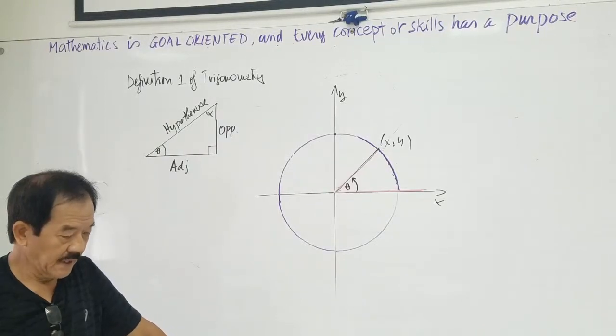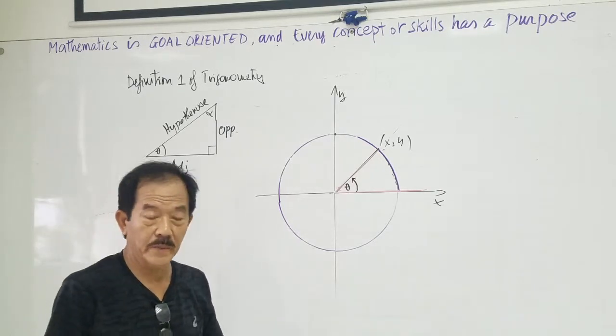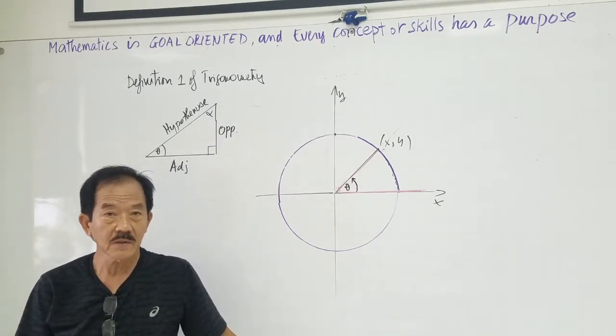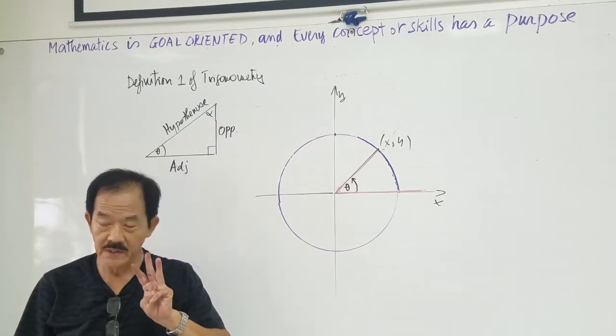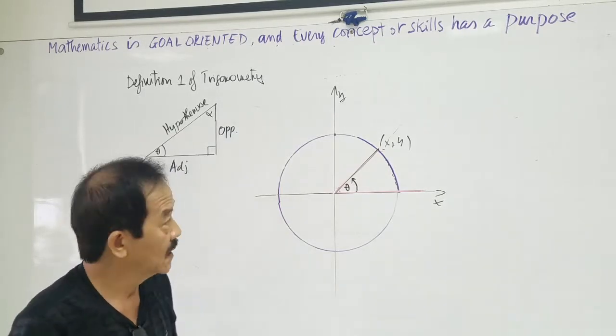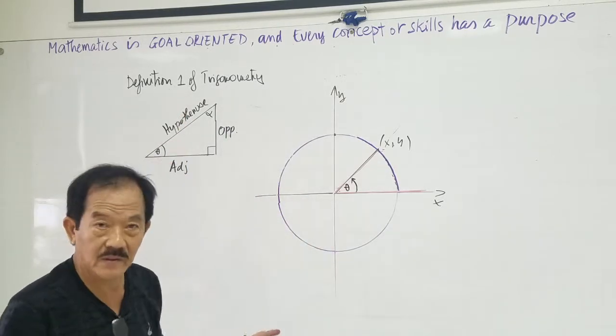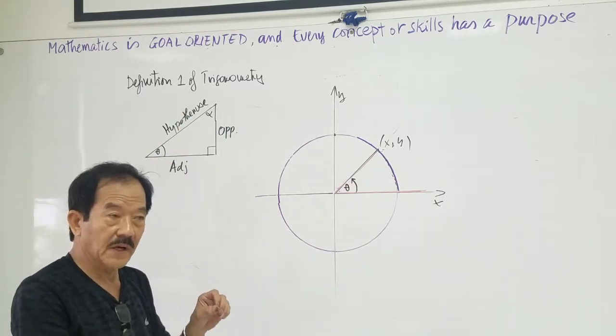Okay, so I introduce the very first definition of trigonometry. In this class, we learn three definitions. The third one is the most advanced one. So now I do only the first two definitions of the angle. We talk about the angle.